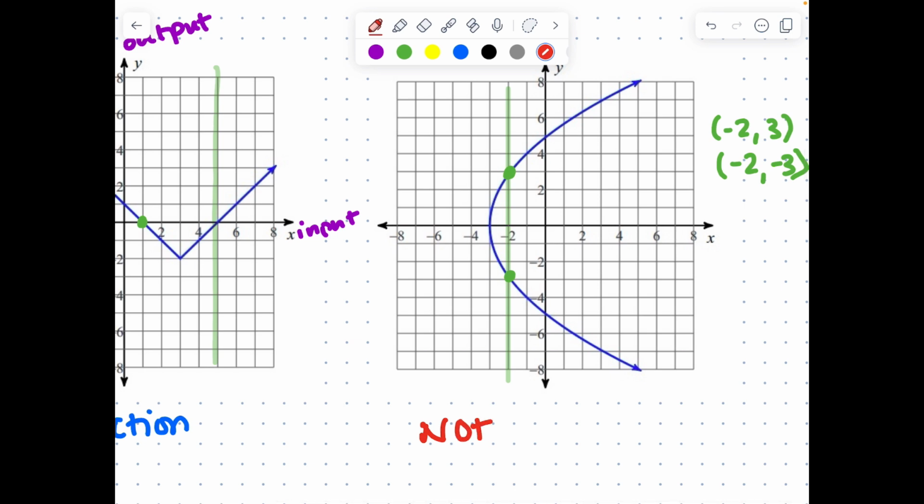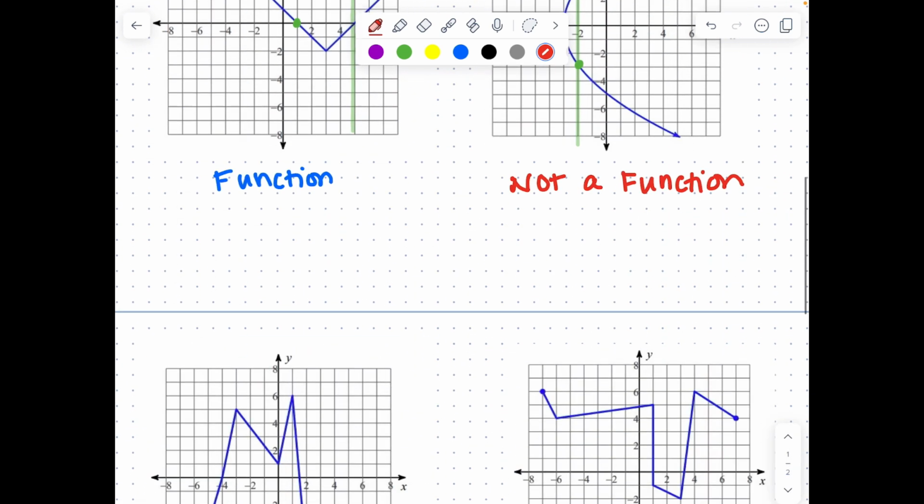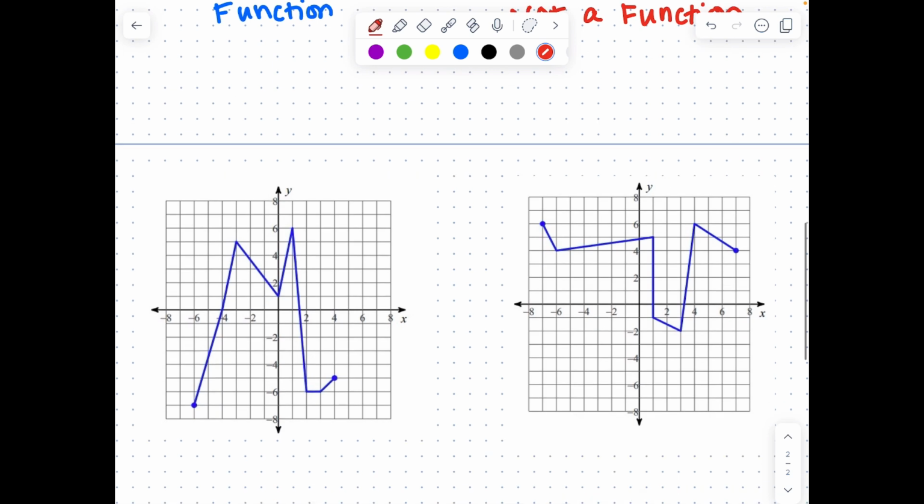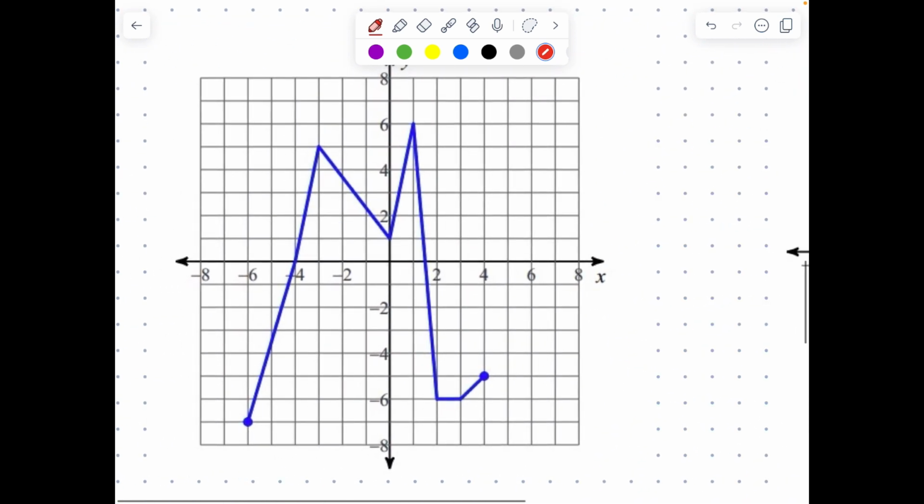As soon as you find a spot where one vertical line crosses your plotted graph in 2 places or more, that means it's not a function because that input that's represented on your vertical line has multiple outputs. So I have just a couple more graphs to look at. These are not graphs that you would see all the time. They're kind of strange, but we're going to test out that vertical line to see if these are functions.